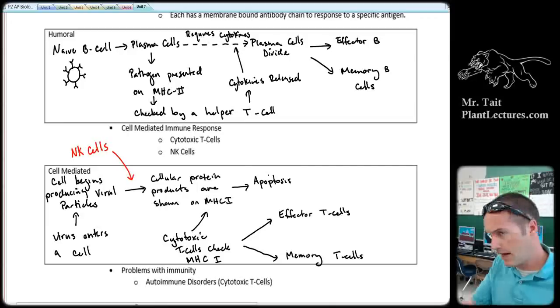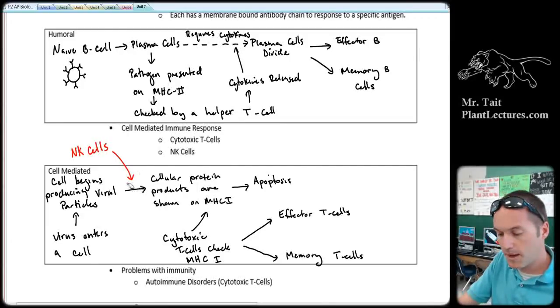And so it hides what it's doing by disabling MHC1, and the NK cells are going to be looking for that particular situation. Is MHC1 functioning? If it's not functioning, then that cell gets killed. If it is functioning, then the NK cell won't bother it.